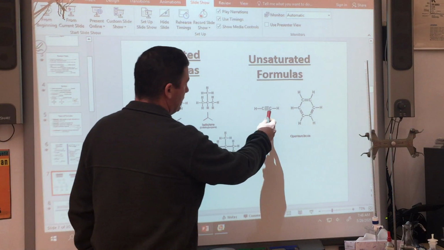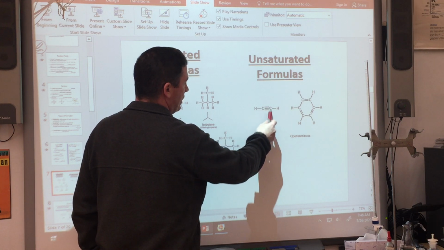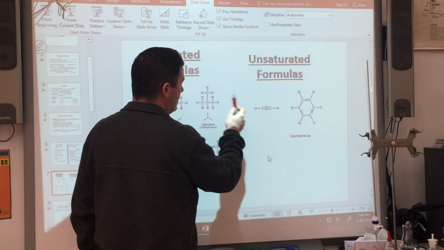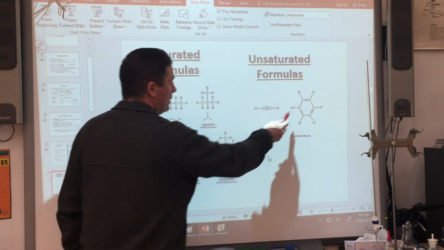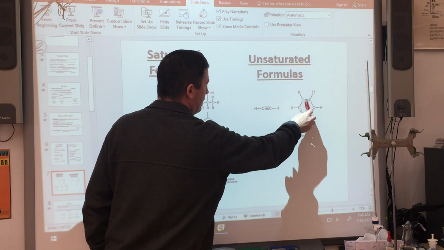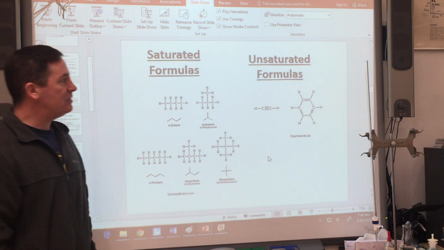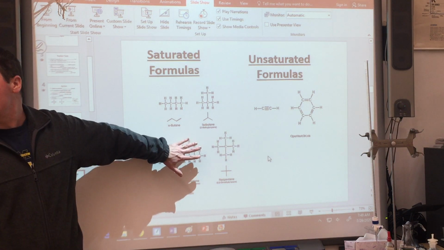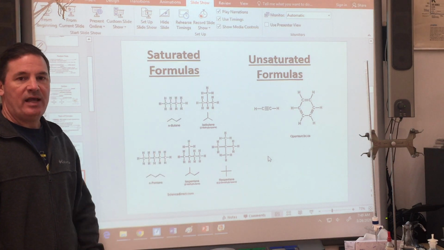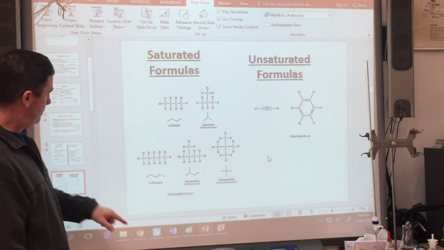Over here I've got a couple examples of unsaturated formulas. And you can see right here that there's a triple bond between these two carbons. Okay, so if it has a double bond, as in this molecule here called benzene, if it has a double bond or a triple bond, all it needs is one of them, it is unsaturated. Saturated has only single bonds. Unsaturated has at least one double or one triple bond.